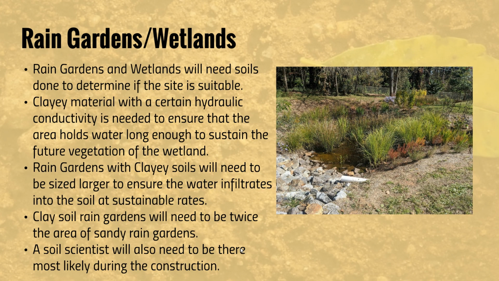Other really key places where soils are very, very important are rain gardens and wetlands. In these, you're going to need site suitability, and it really depends a lot on the material that's there. If we have a clay material with a certain hydraulic conductivity, that's needed to ensure the area holds water long enough, so it's important you have clay soils. In rain gardens, the difference between a clay soil and a sandy soil is going to make a difference in how big that rain garden is. For example, a clay soil rain garden usually has to be sized to be about twice the size of a sandy rain garden.